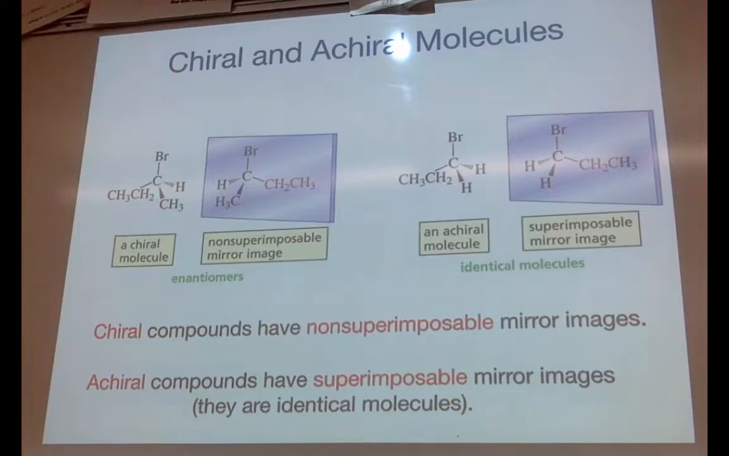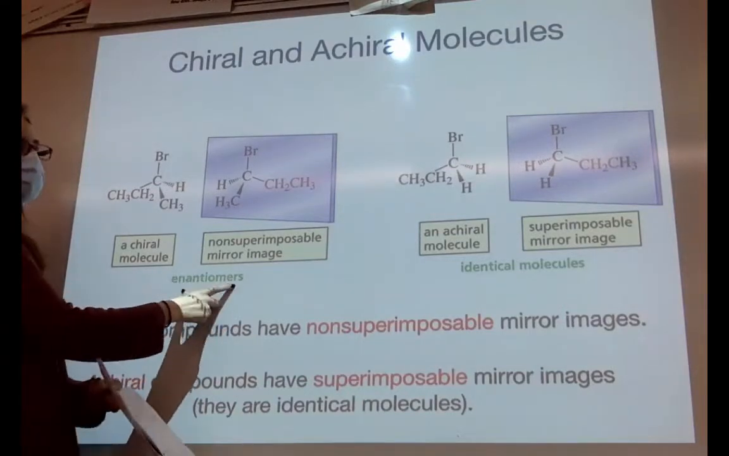Achiral molecules have superimposable mirror images. That means they're identical. The mirror image is the exact same thing as the original molecule. You're just rotating it. The biggest thing with achiral is that you can rotate it to make it the same thing. Now you have one key term up here.